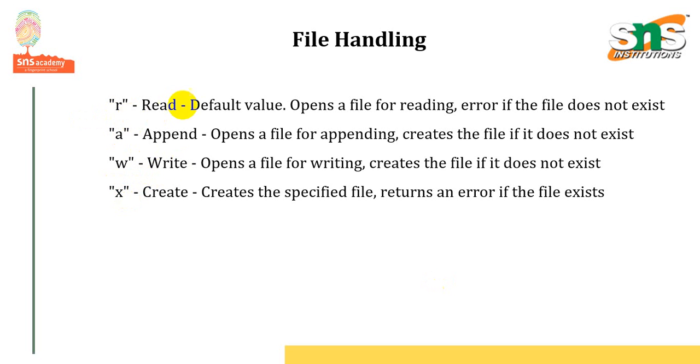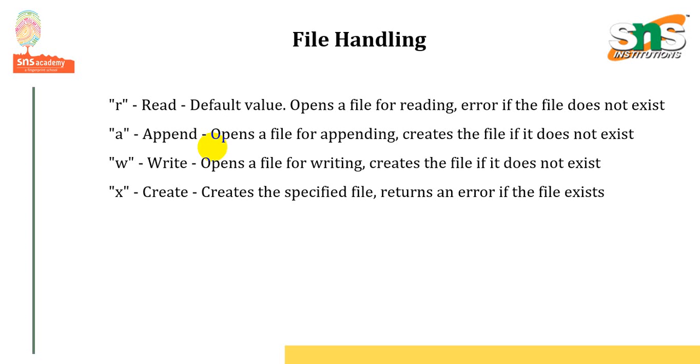R represents read, which is the default value. It opens a file for reading. If it is not able to open the file, we get an error if the file does not exist. That is the first mode involved in open. The second mode is A. A represents append. Append means once the file has been opened, if you want to add certain things to the file, with the help of append, you can add some content to the file. That is where this mode is helpful.